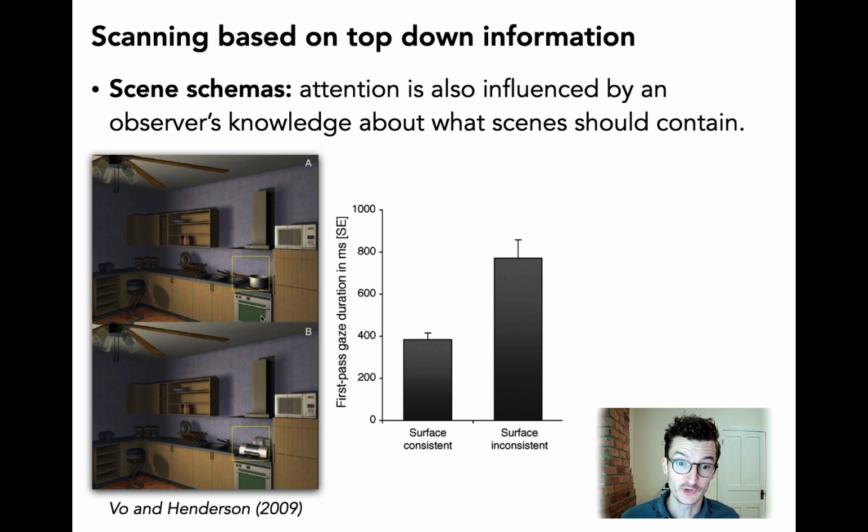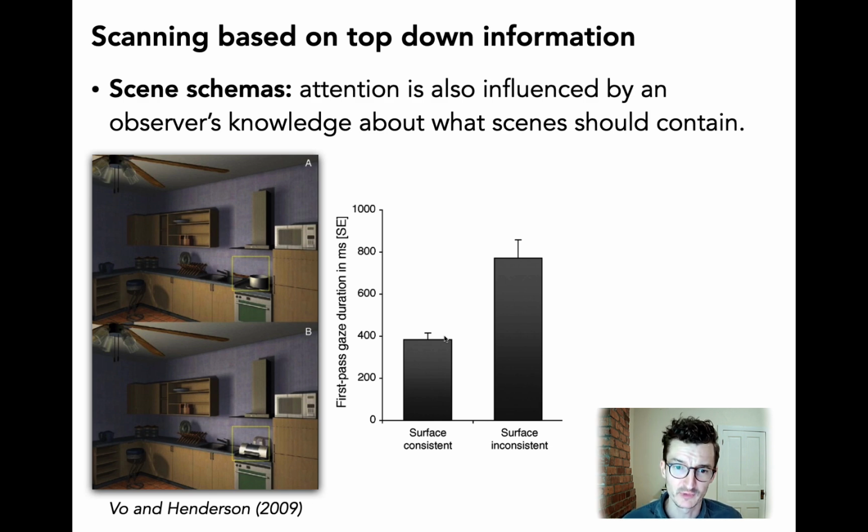So when you look at the stove and you see a pot on the stove, you don't spend a lot of time looking at that pot. You don't pay a lot of attention to that pot. You might only look at it for 400 milliseconds. That's because that pot is consistent with your scene schema. It fits the mental model you have for what items should be contained in kitchens.